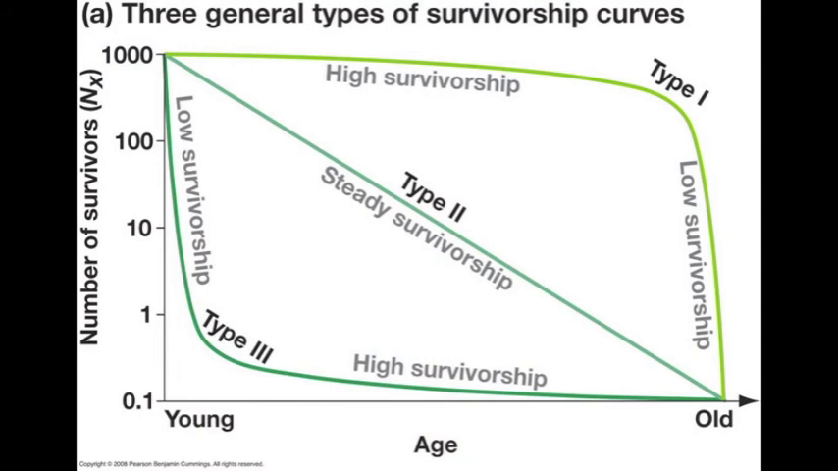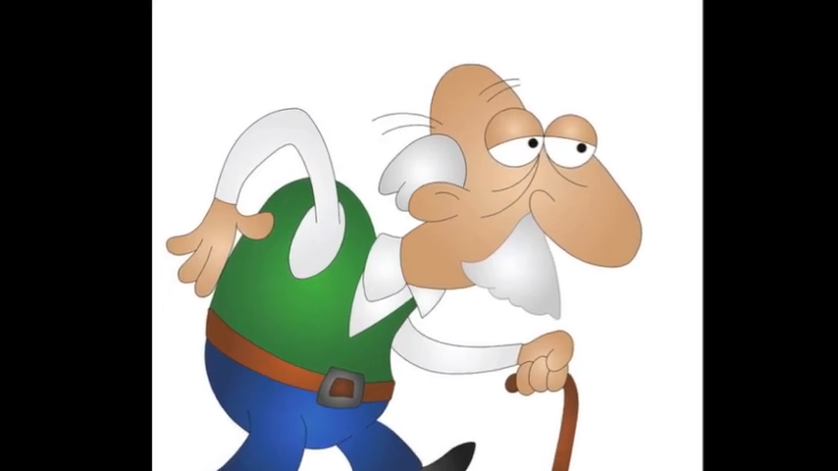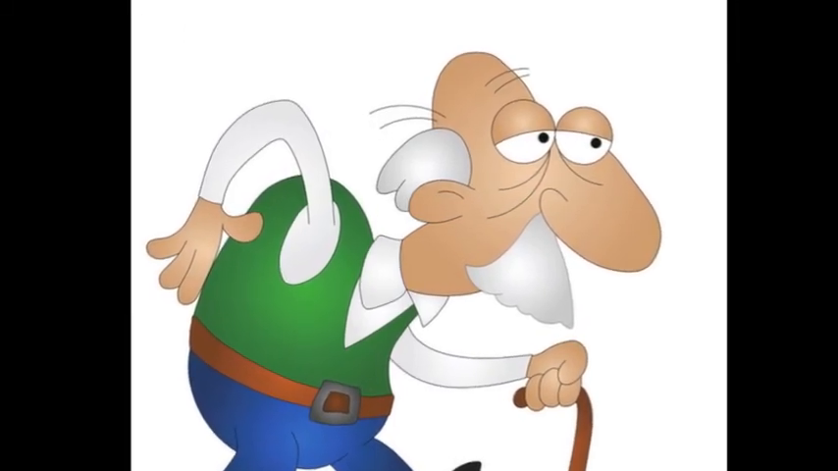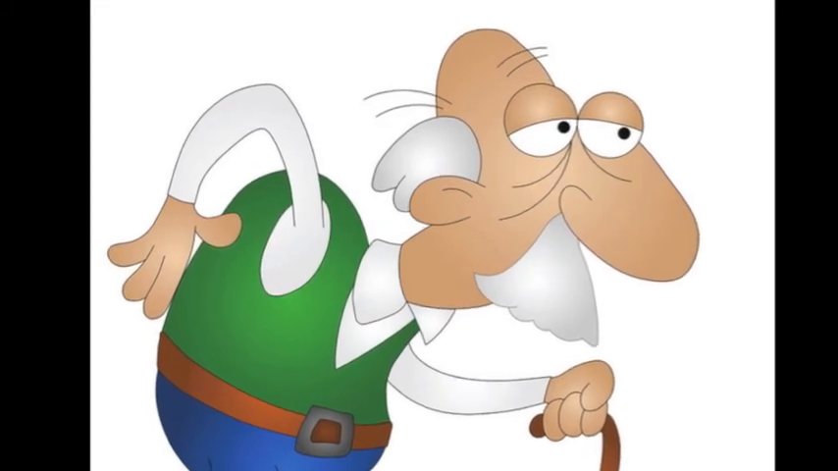Survivorship curves show the size and composition of the population. A type 1 curve shows organisms with low death rates in young and middle age and high mortality in old age. This is caused by a great deal of parenting and is characteristic of humans.